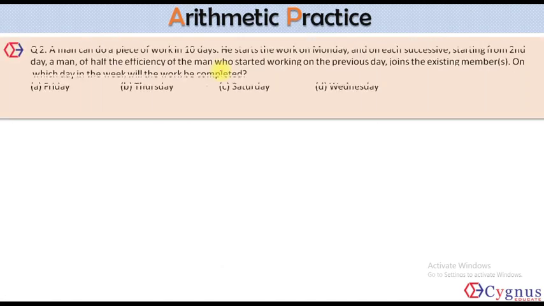What's the next one? A man can do a piece of work in 10 days. He starts the work on Monday, and on each successive day, starting from the second day, a man of half the efficiency of the man who started working on the previous day joins the existing members. On which day in the week will the work be completed? Let's say a man can do 1 unit per day. So in 10 days, one man can do 10 units. That means the total work is equal to 10 units.